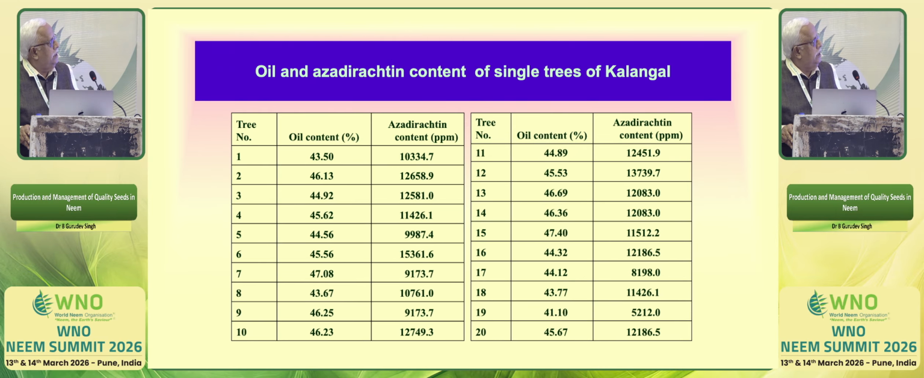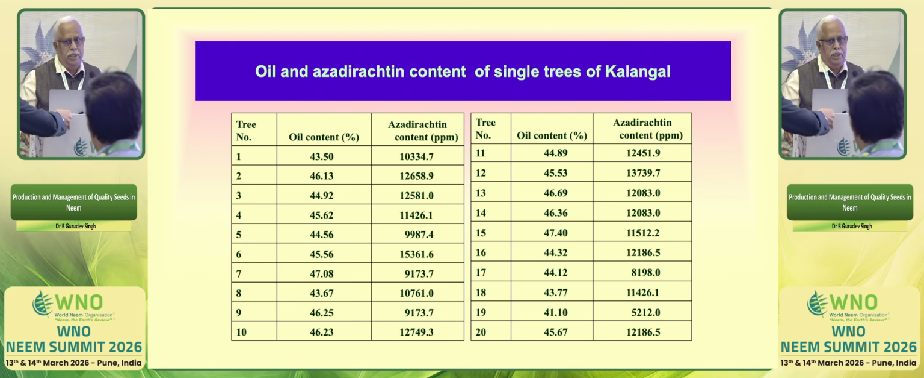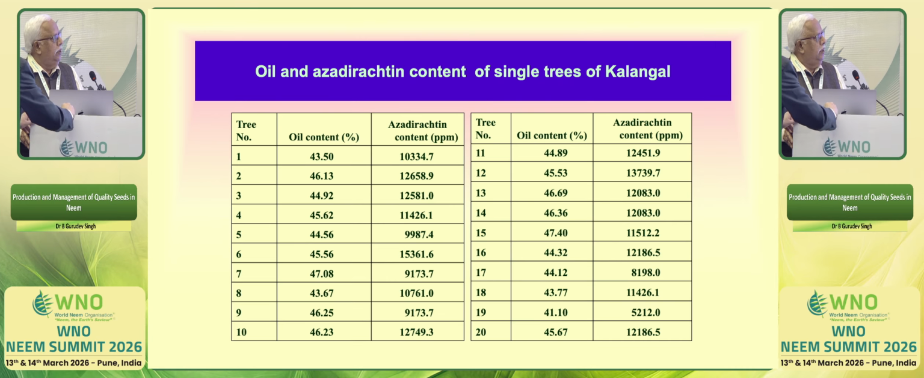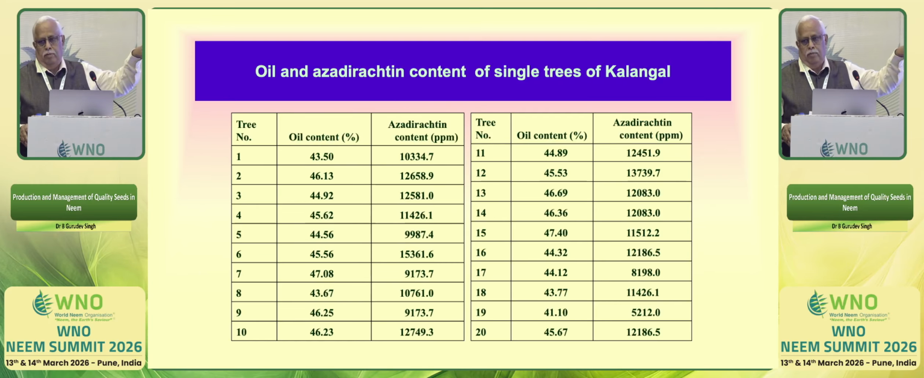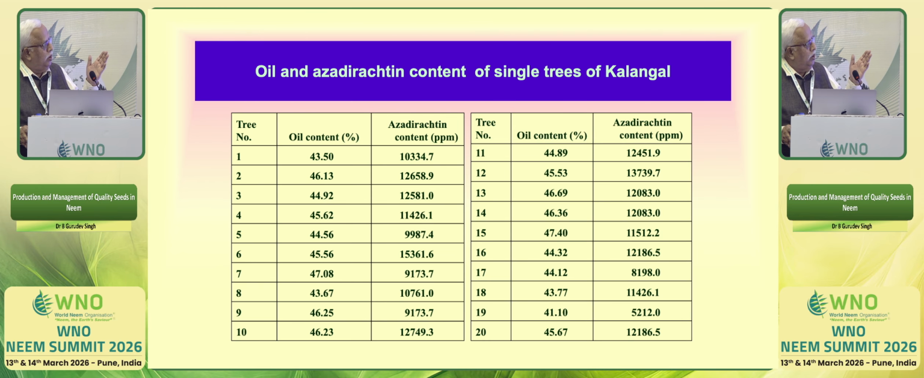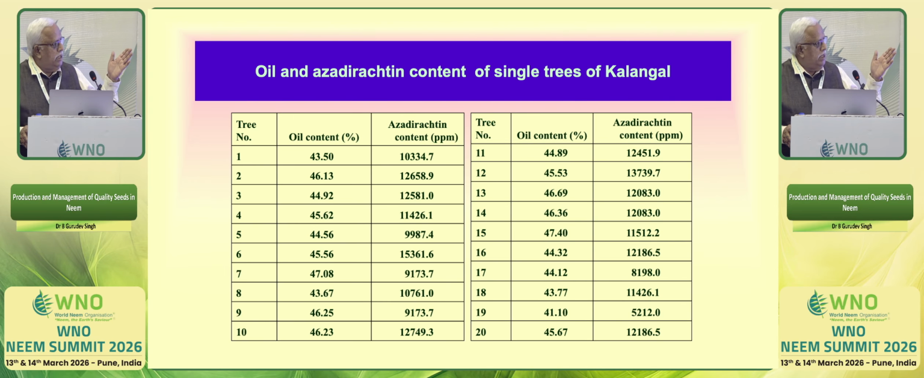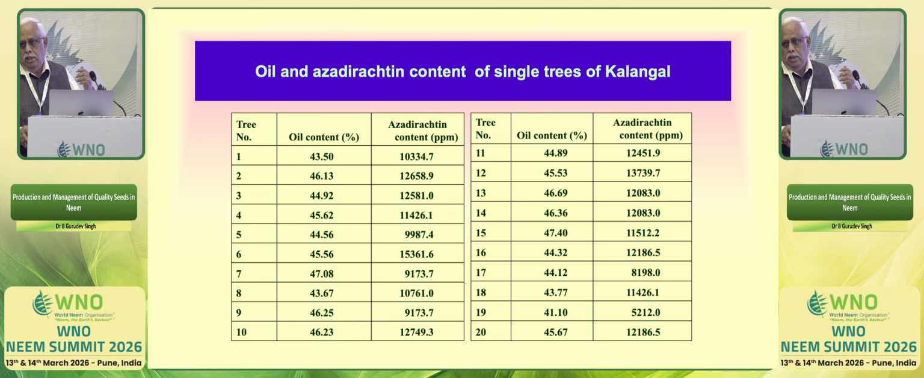So this is the Kalangal population which I mentioned. You can see that this is the record. This is done by Tata Energy Research Institute, azadirachtin content. You can see that 10,000 ppm, 12,000, it is almost average is more than 10,000 ppm, whereas national average is only 6,000 ppm. When you see the national average, it is only 6,000 ppm, but there are certain populations where azadirachtin content is very, very high.